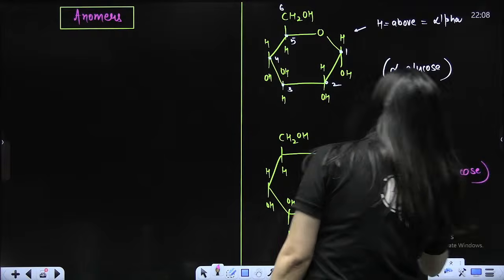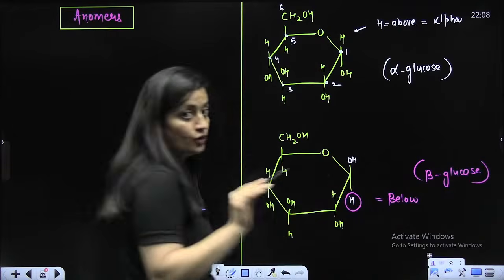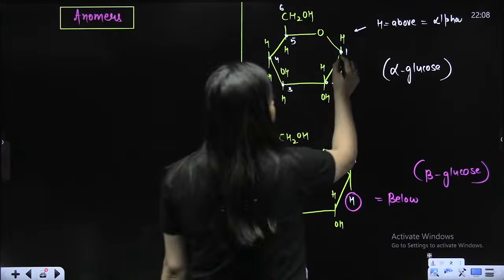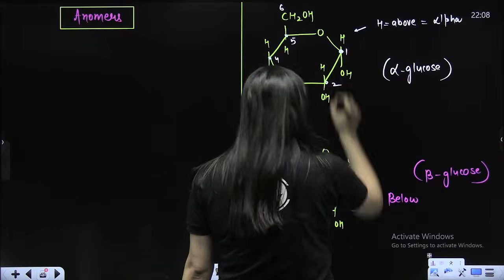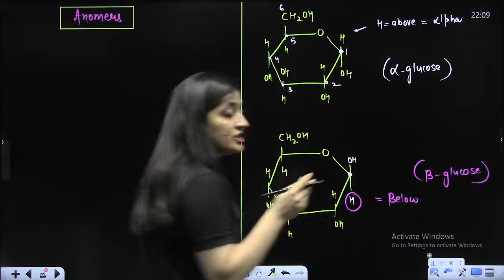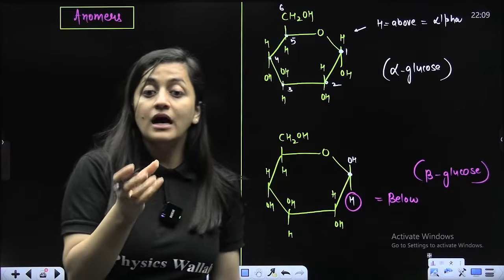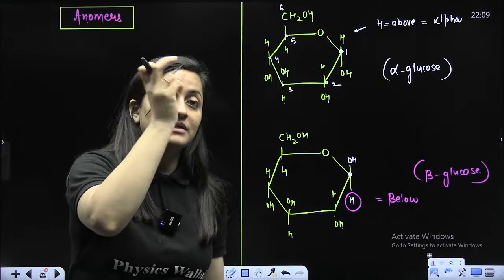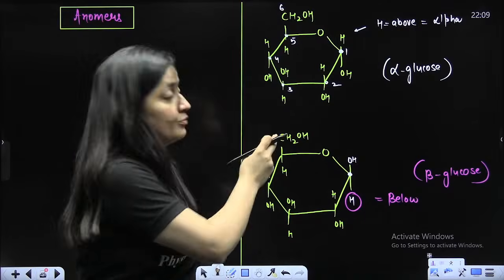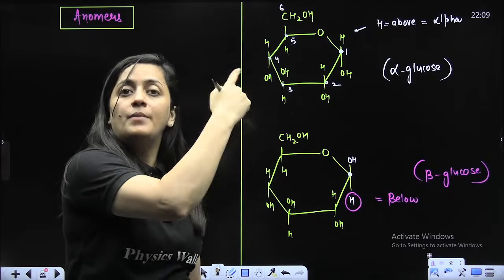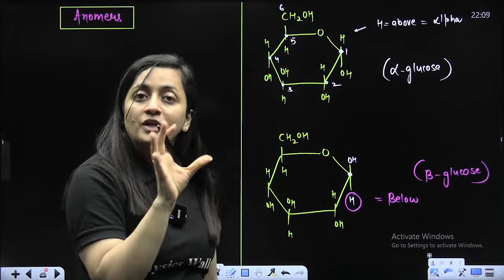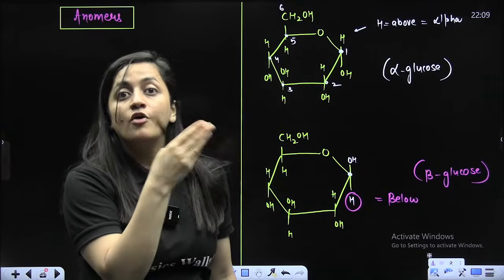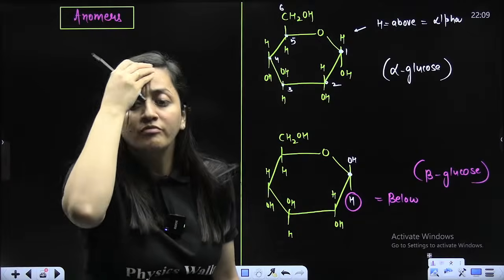Already I told you that in glucose, or in the aldoses, carbon number 1 is the anomeric carbon. Which carbon is anomeric? The anomeric carbon is the C double bond O carbon in the open chain form. So this is the anomeric carbon here. If hydrogen is above, it is alpha. If hydrogen is below, it is beta. So just say alpha form, beta form, very common here.